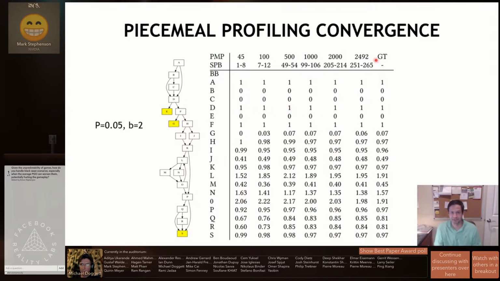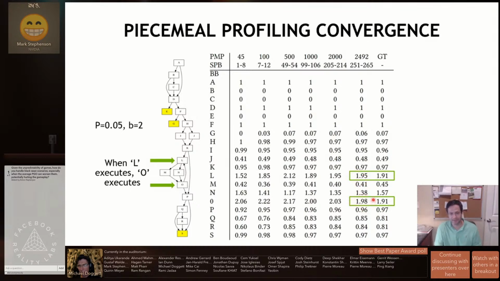After we've run the Metro Exodus demo 2492 times, we've amassed between 251 and 265 samples per block, and we're actually pretty close to the ground truth. I want to call attention to this peculiarity of sample profiling, though. Notice the blocks L and O should have the same frequencies, because whenever L executes, O should also execute. But because we're sampling, we see that these executions don't match perfectly in the sample profiling. They're pretty close, but they don't match.